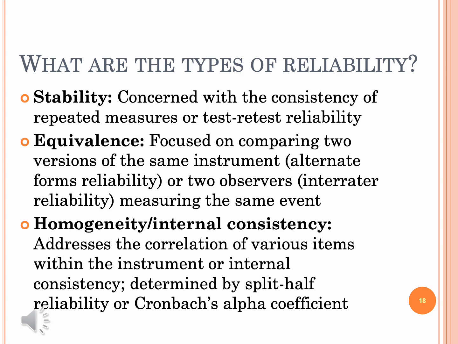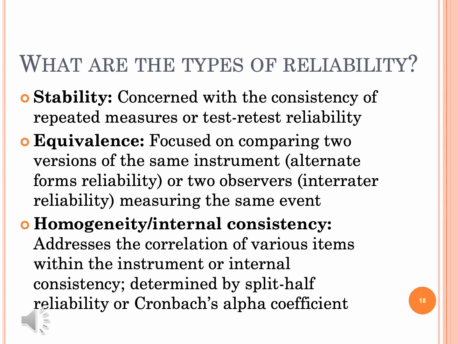Equivalence is focused on comparing two versions of the same instrument. We also call it alternate forms reliability. Or we can look at two observers and compare their scores. That is called inter-rater reliability. One example of inter-rater reliability is when you will have two people assessing someone in an OSCE using a specific instrument. And then you will compare the scores that the two observers gave to see if they are correlated.